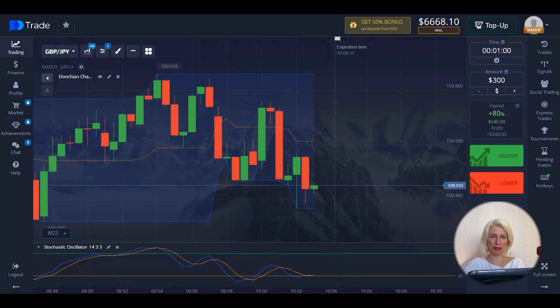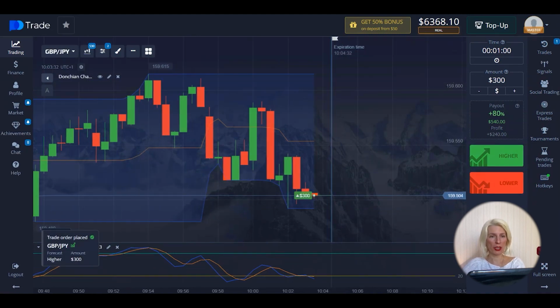The price reaches the low of the last 2 minutes, but it has issues reaching the Donchian indicator's lower band. I decide to enter a trade. I open an up trade for 1 minute and the bet remains $300.